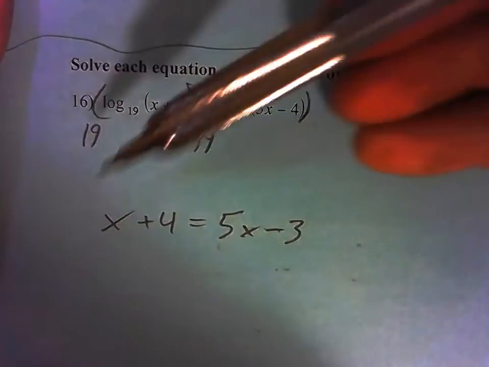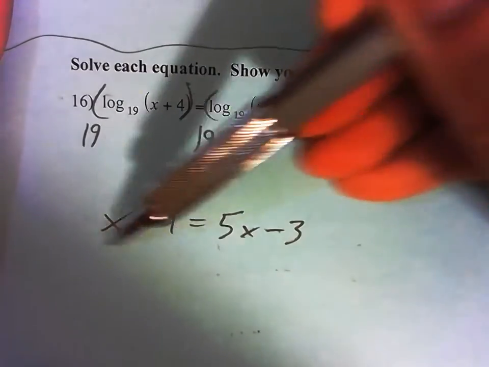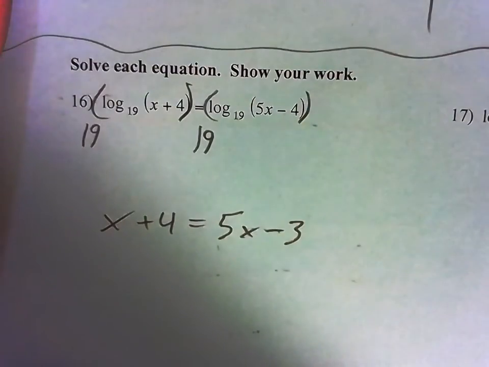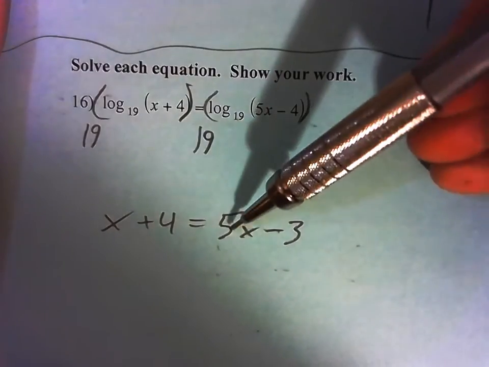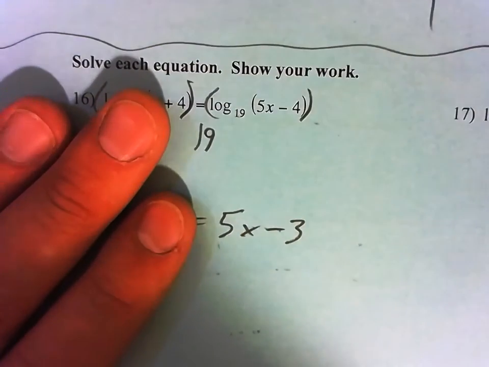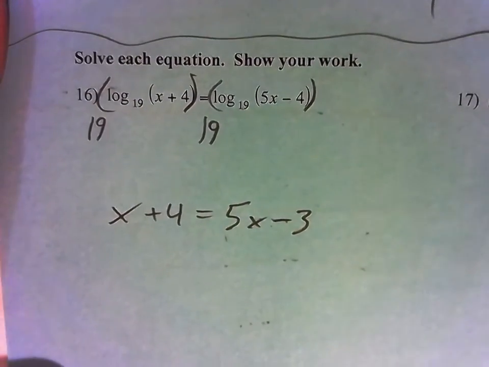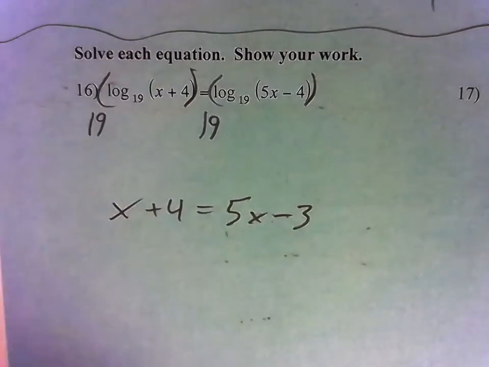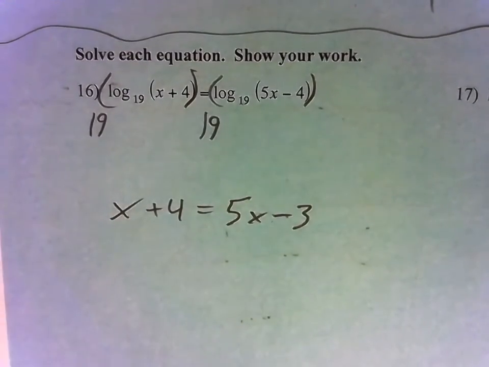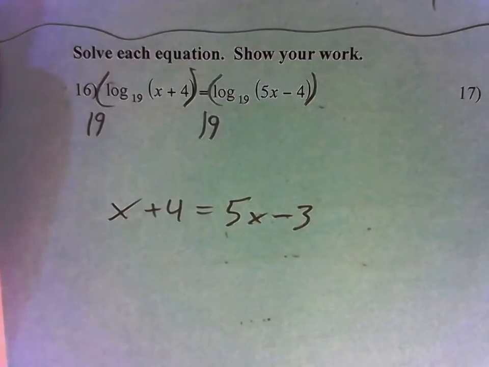And technically, you'll need to check your answer at the end to make sure x plus 4 is greater than 0. Or you could check that 5x minus 3 is greater than 0. But if one's greater than 0, obviously the other is greater than 0 because they're equal to each other. Anyway, let's continue.